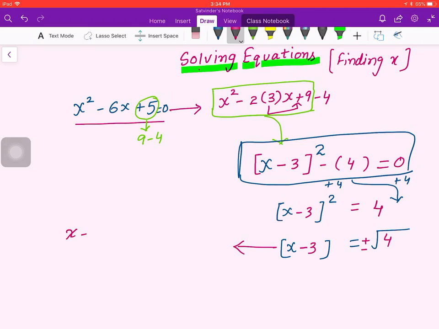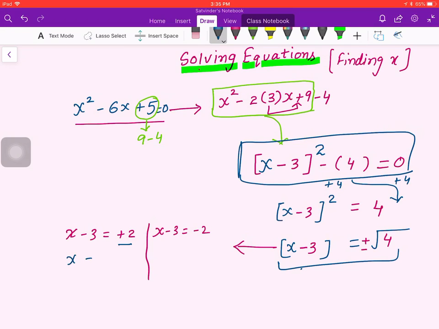So x minus 3 equals plus 2, one case, and the second case would be x minus 3 equals negative 2. So these are two cases which we have converted to this format. x minus 3 is as it is, plus square root of 4 is plus 2, and minus square root of 4 is minus 2. If you don't have a perfect square root, you may leave these answers in the form of surds. So we'll continue to solve this.